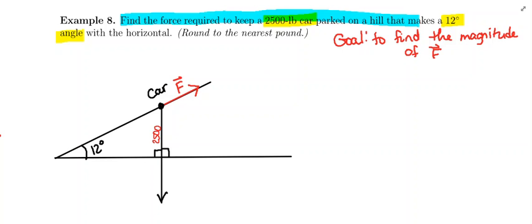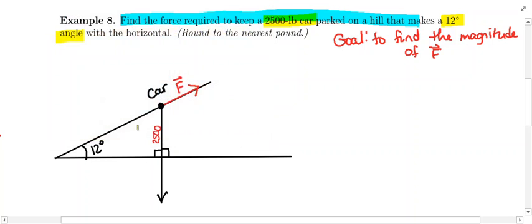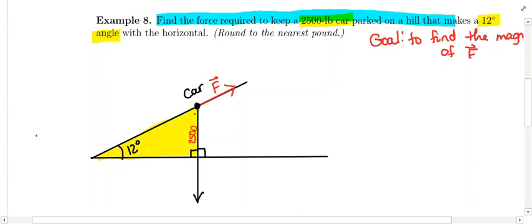I am going to start by looking at the triangle that we see in the picture. Let me shade it in. I'm going to look at this yellow triangle and see what information it provides us. This is a right triangle because when we drew the weight vector straight down, that created the right angle. So we know that there's a 90-degree angle in this triangle. We know there's a 12-degree angle in this triangle. So we can figure out the measure of this angle right here.